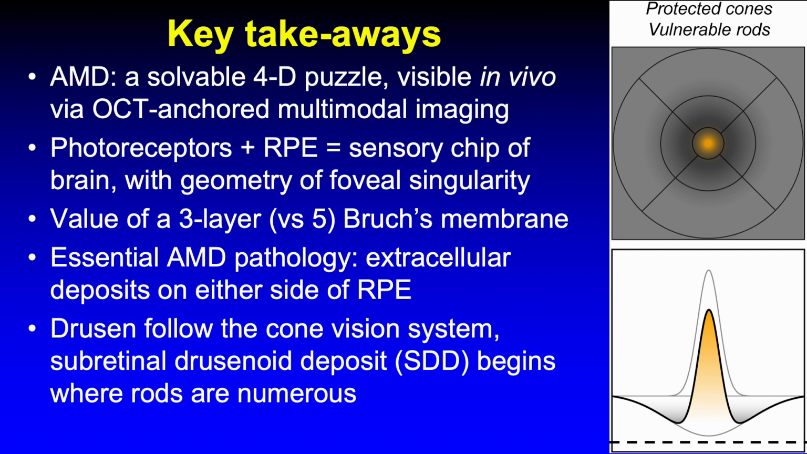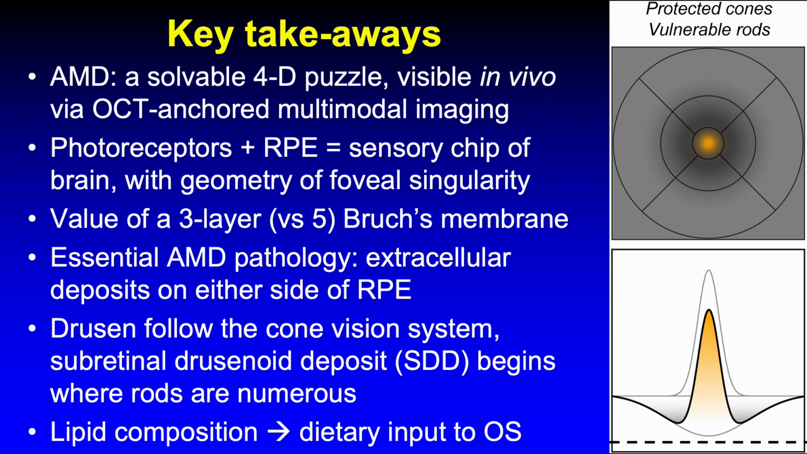Drusen follow the cone vision system, whereas subretinal drusenoid deposit, which we will discuss today, begins where the rods are numerous. And what we learned from lipid compositional studies is that the dietary input to the outer segments may be a defining feature.